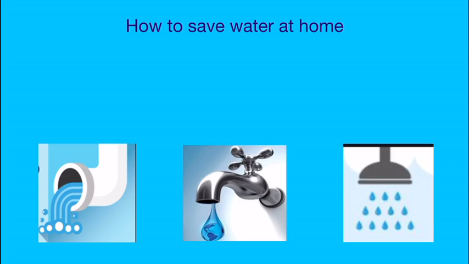How to save water at home. For example, you could start using a watering barrel so you could water your plants. Another way is to turn off your faucet every time you're brushing your teeth. And the last example is to take shorter showers.